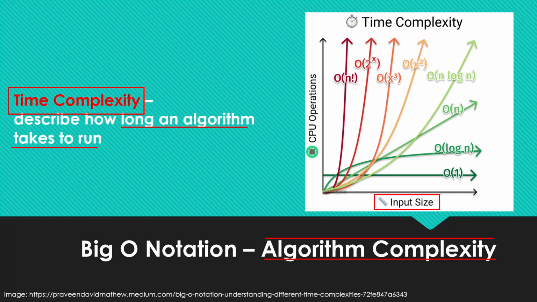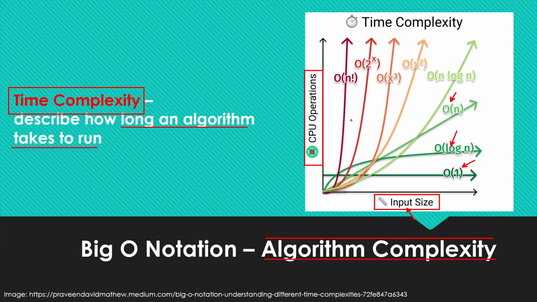So here is a graph showing us different graphs for different time complexities. You can see that on the y-axis we have the CPU operations, which is the time it is going to take the CPU to complete that particular task. And on the x-axis, we have the input size. So as the input increases, how does the time the CPU takes to solve that particular challenge behave? So we have what we call O of 1 here, O of log n, O of n, which we are going to understand shortly.